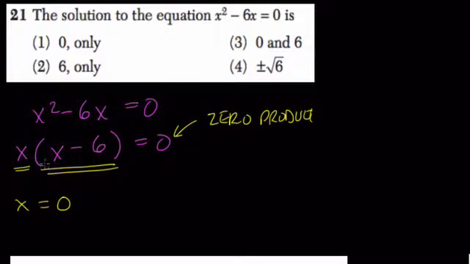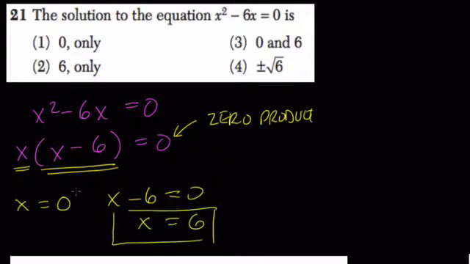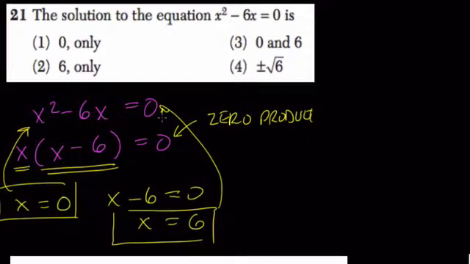So here we're multiplying these two things and getting 0. So x could be 0, but also x minus 6 could equal 0. Add 6 to both sides, and x could also equal 6. And you could try it. If you plug both of these into the equation here, you will get 0. Right? So the answer is choice 3.